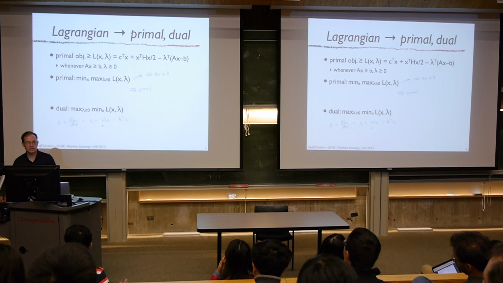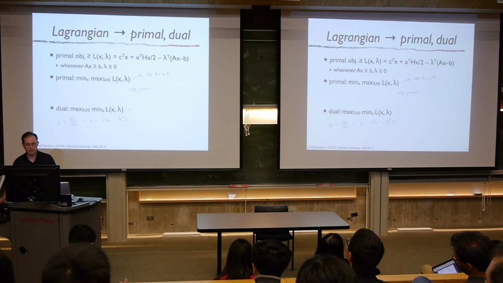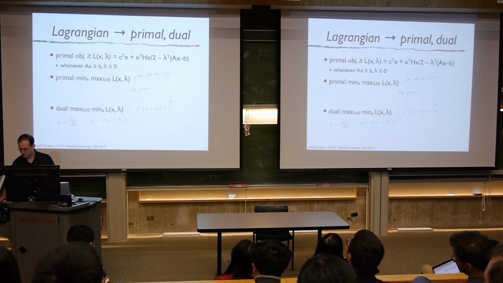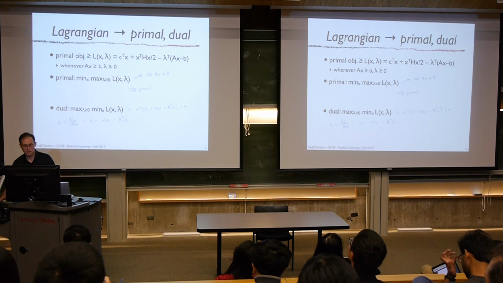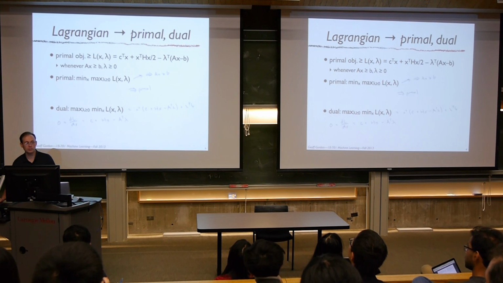And then if we substitute that this is equal to 0 in the Lagrangian, right, then we get x transpose times (c plus Hx minus A transpose lambda), right? Plus now we have a lambda transpose b left over, right? And this gets us x transpose Hx, whereas we're supposed to get x transpose Hx over 2, so we have to subtract x transpose Hx over 2. Man, I can't write today.